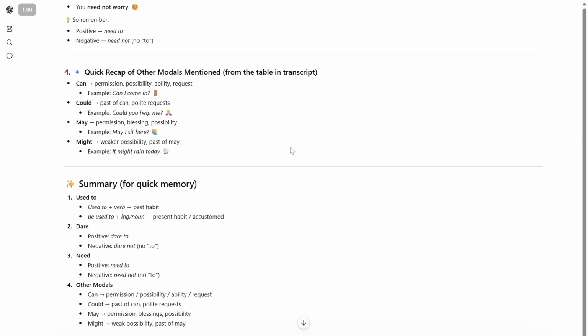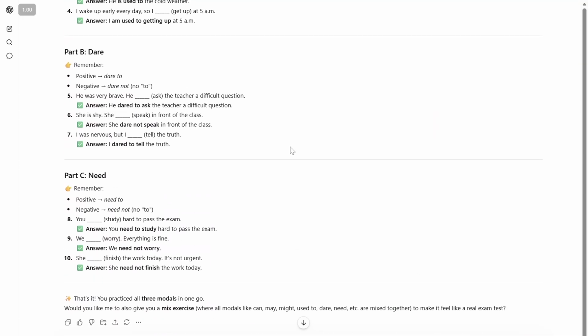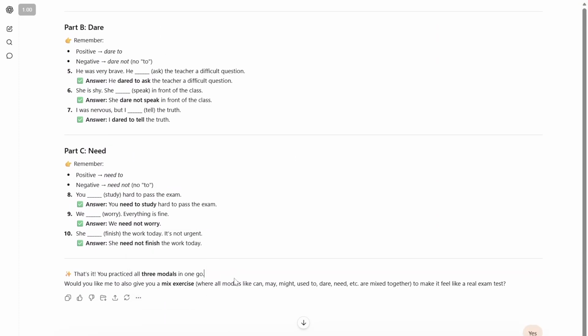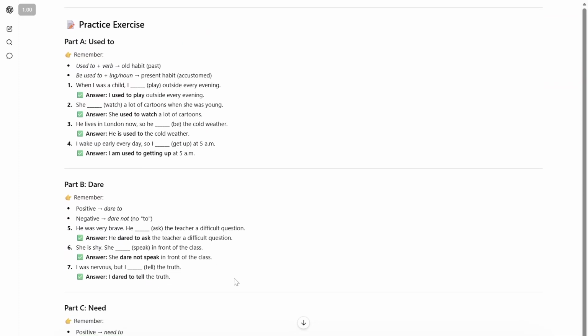Done, now you have a clear, clean structure. Would you like me to create a practice exercise with answers, just like we did earlier, for these 3 new modals, used to, dare, need, so you can check your understanding? Perfect. Let's practice used to, dare, and need with simple questions. I'll give you a question, you try, and I'll give the correct answer immediately after.